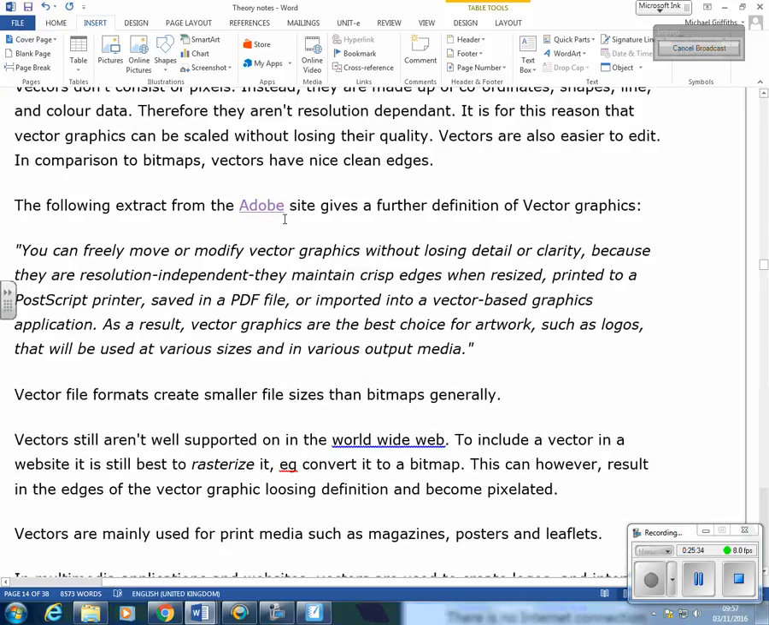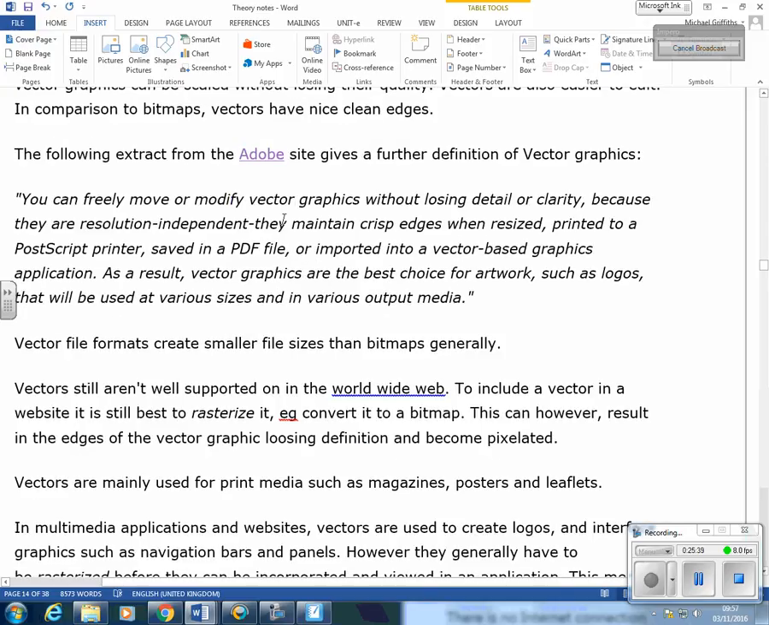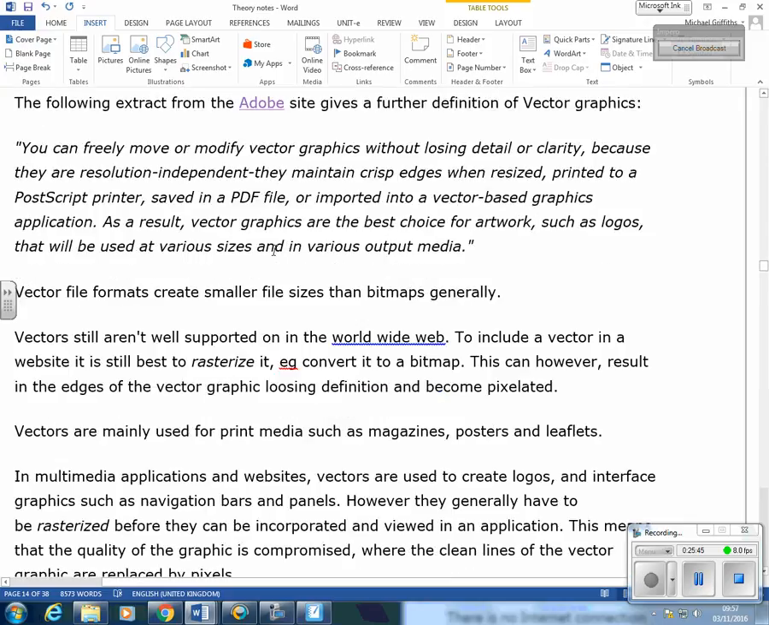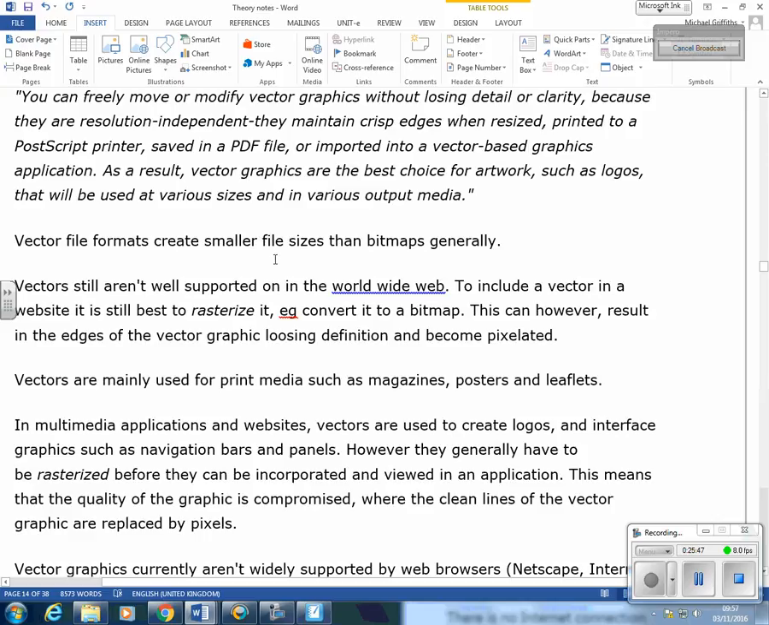The following extract from the Adobe site gives further definition of vector graphics. I've seen better definitions. Vector file formats are small.